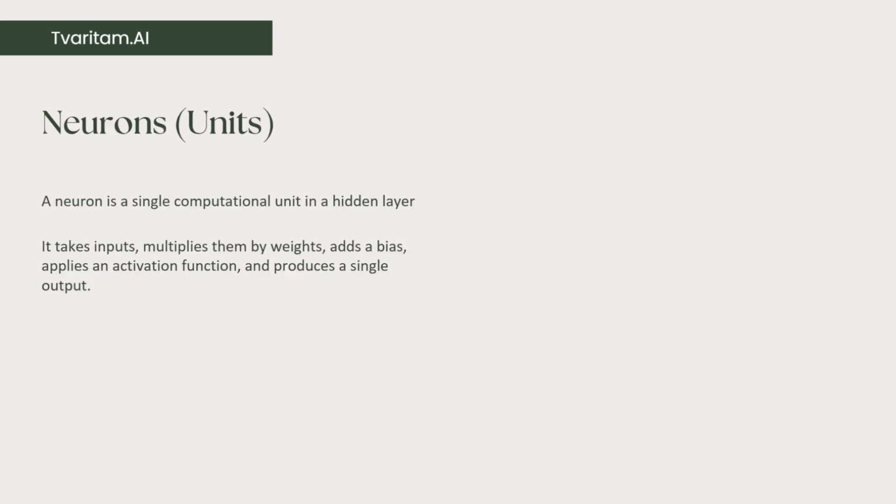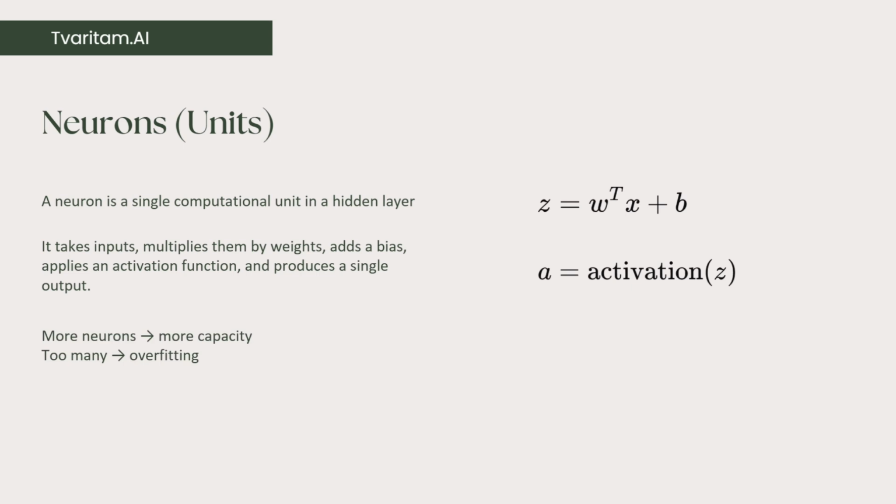Now when it comes to units or neurons, they are the smallest computational element in a neural network. Each neuron performs 3 main steps. It takes the inputs, multiplies them by weights and adds a bias, and passes the result through an activation function. Each neuron learns a small piece of the overall pattern, and together all neurons in all layers learn the full mapping. More neurons per layer increases the capacity of a single layer and allows the network to capture more variations in the data. But too many can lead to overfitting. Now one should start small and increase the number of neurons gradually based on the validation performance.